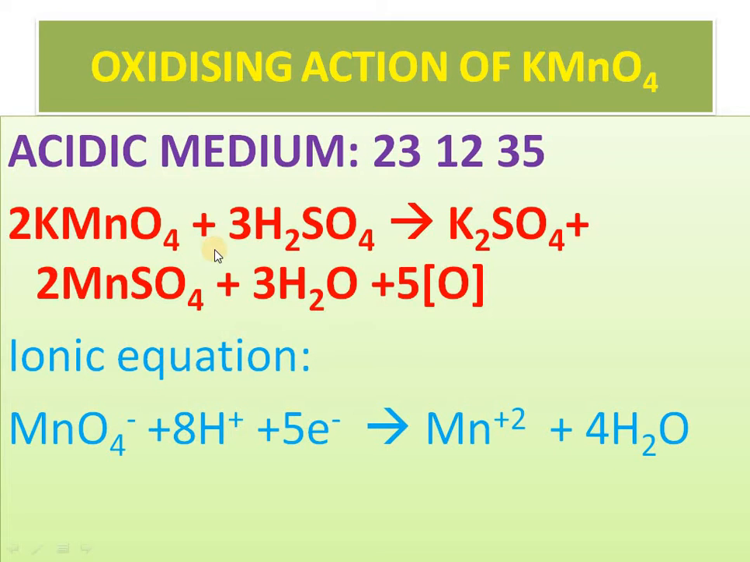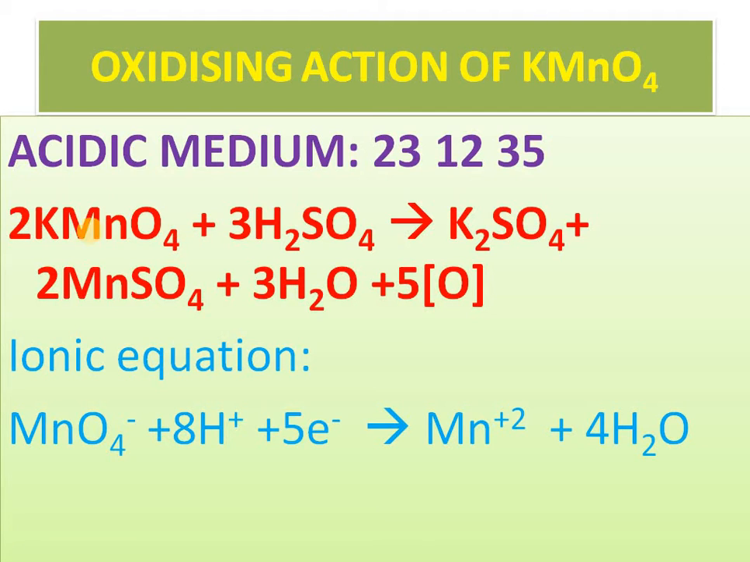Okay, so 2 KMnO4 plus 3 H2SO4 give rise to K2SO4, 2 MnSO4, water and oxygen. So here 5 oxygen we can get from this reaction between KMnO4 and sulfuric acid. So this is nascent oxygen, and because this is an oxygen provider, we can say that it is an oxidizing agent.